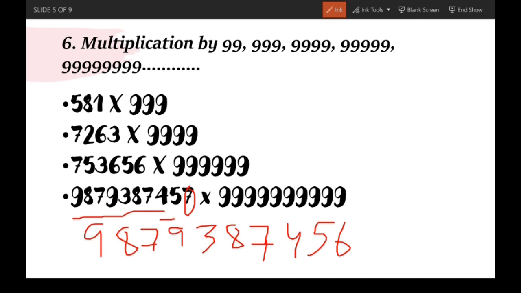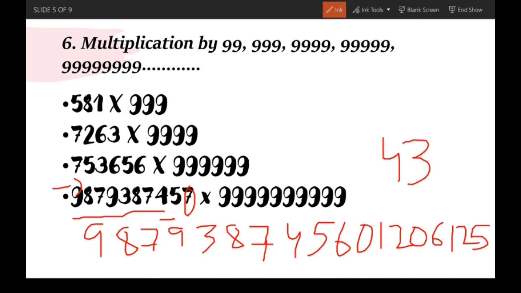Okay, so 9 minus 9 is 0, 9 minus 8 is 1. We have to go from the start. 9 minus 9 is 0, 9 minus 8 is 1, 9 minus 7 is 2, 9 minus 9 is 0 again, 9 minus 3 is 6, 9 minus 8 is 1, 9 minus 7 is 2, 9 minus 4 is 5, 9 minus 5 is 4, and the last number should be subtracted from 10, right? So 10 minus 7 is 3. So I'm just continuing here. So what is the answer? 0120612543. So this is the answer.